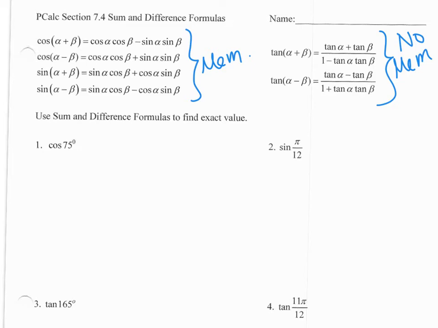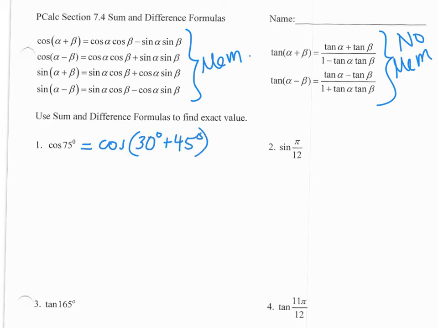Now we start thinking about, are there any two angles that we know where if I add or subtract them, I get 75? And there are. It's, I would say, a 45 and a 30. So cosine 75 we could rewrite as cosine of 30 plus 45 degrees.